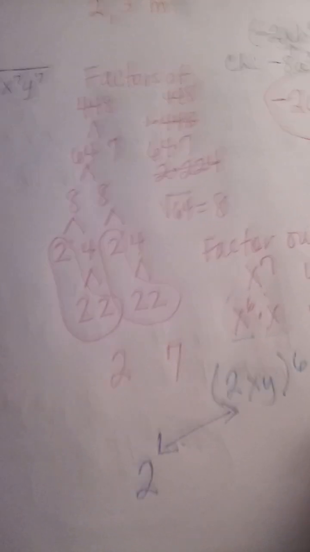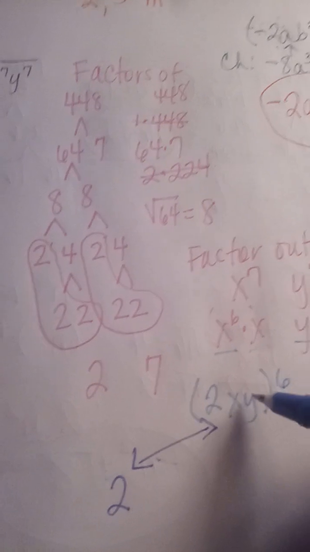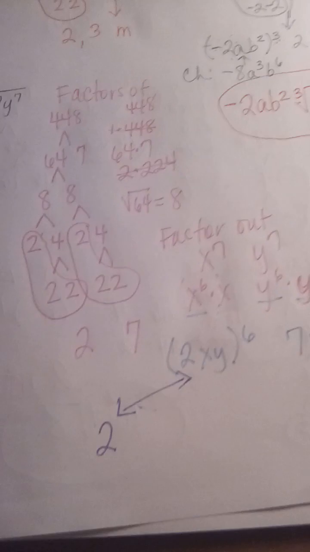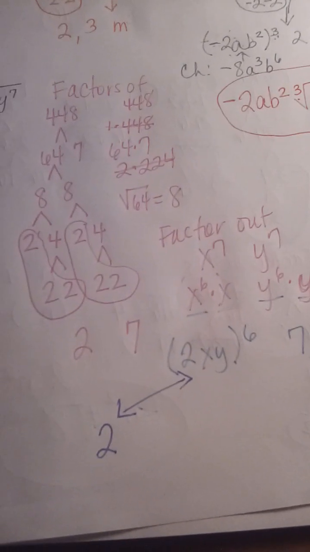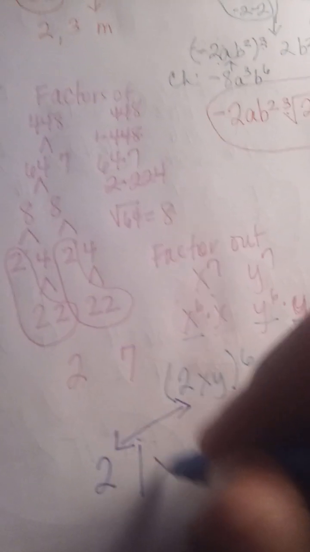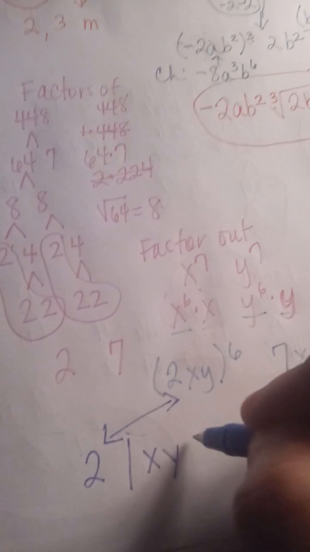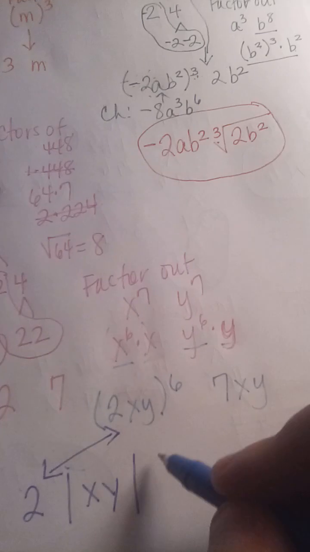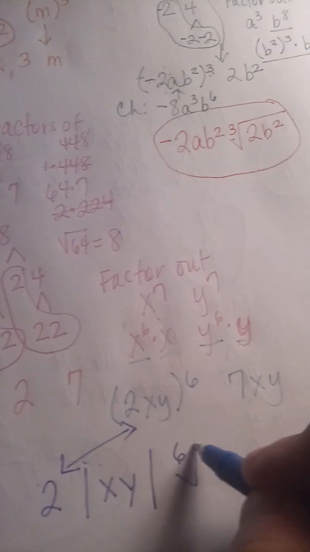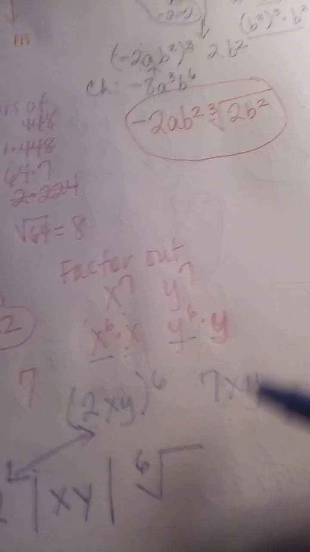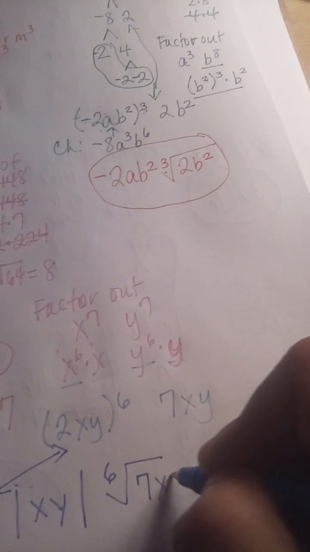Then you see the xy. Can we use the xy as part of an absolute value? Yes, we can. You could do it like this. The absolute value of xy, close parentheses. And what's remaining? The 6th root, the index, of the radicand of what's left over: 7xy. Now, question, are we finished?